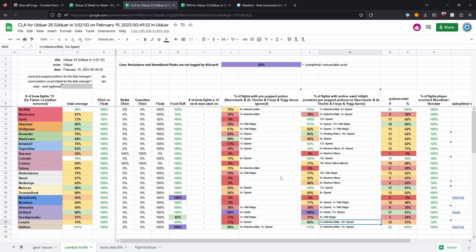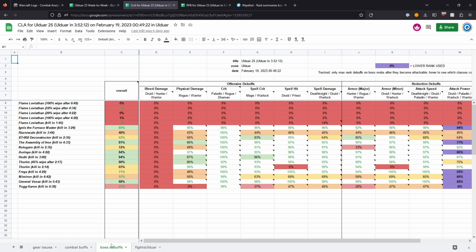And then we want them in the pre-potting where applicable for themselves. Like I pre-pot now as a Frost Death Knight, but I did not pre-pot as an Unholy Death Knight just because of the nature of the class. So again, here if we see anything that looks a little wonky or low, if it's one time, we usually don't worry about it. If we see a pattern, though, it gives us something to check in on.